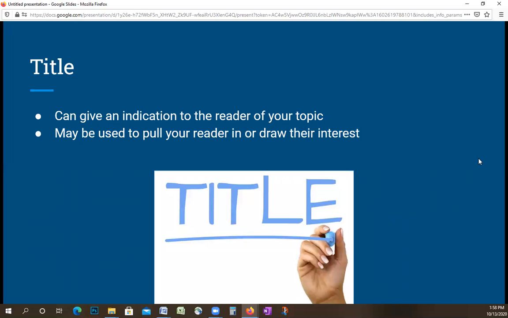So, title. Think about how often a title of a book or a short essay has caught your attention and caused you to pick it up. It gives an indication to the reader of the topic that your writing is going to be about. It can also be used to pull your reader in and draw their interest. It typically is the first thing a reader encounters when they begin to read your essay.